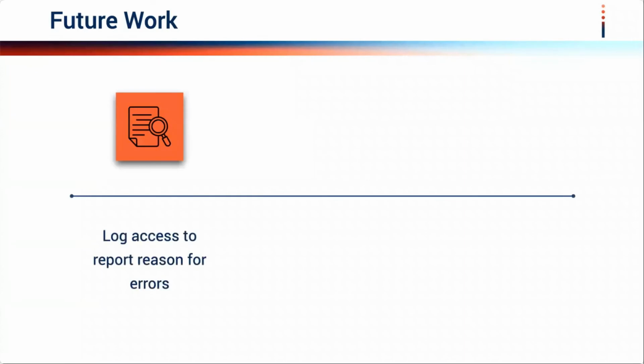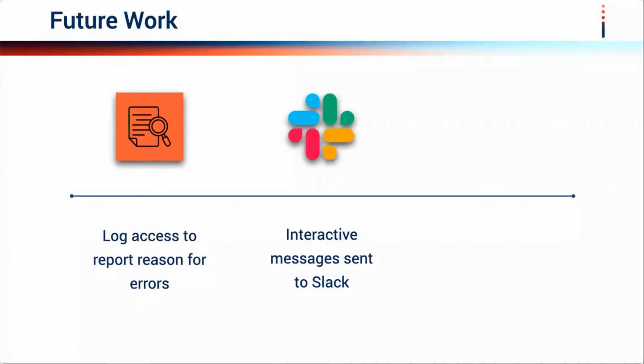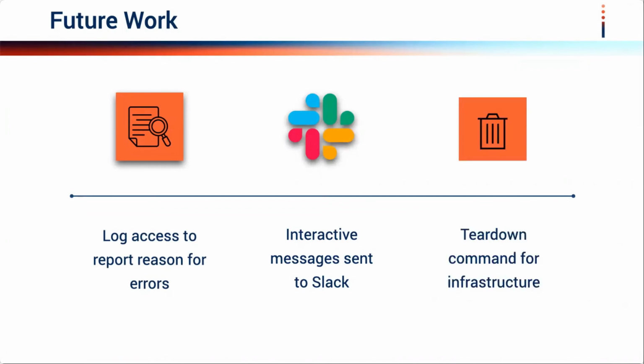Given more time to work on Kuri, we would be excited to release the following features: the ability to access consumer logs that would let us provide a reason a message was dead letter queued, creating Slack notifications that allow users to delete or redrive the message directly from Slack, and a teardown command that will destroy the infrastructure for the user with a single CLI command.